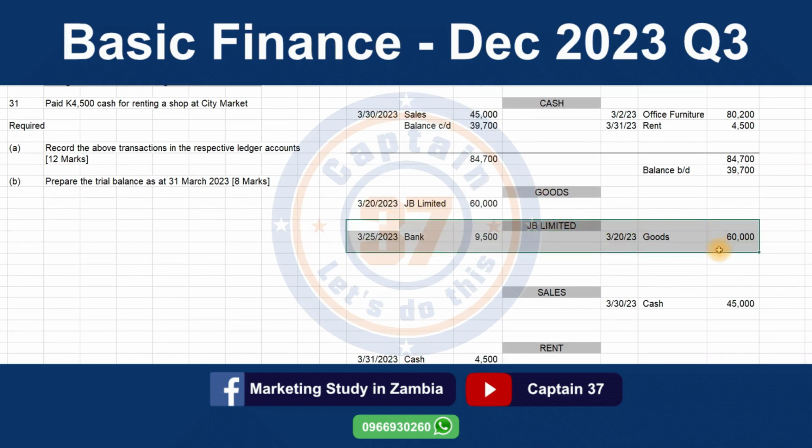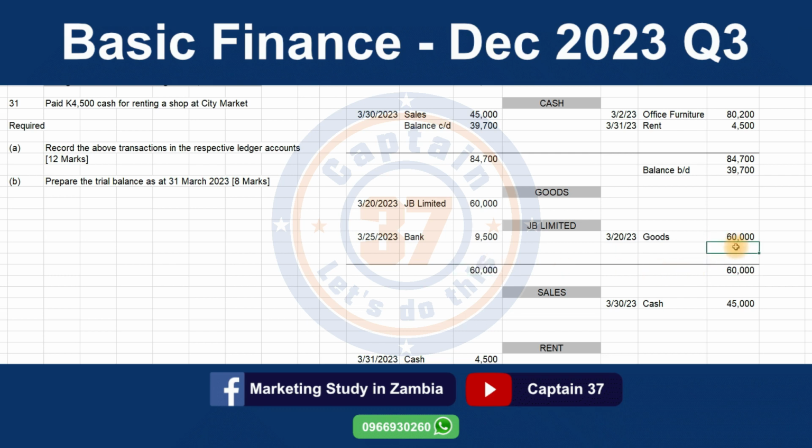We do the same for JB Limited. Draw a line. Which side has the biggest amount? This side is 60,000. This one is 9,500. So 60,000 is obviously bigger. So we'll write 60,000 there, and we'll also write 60,000 on this side.